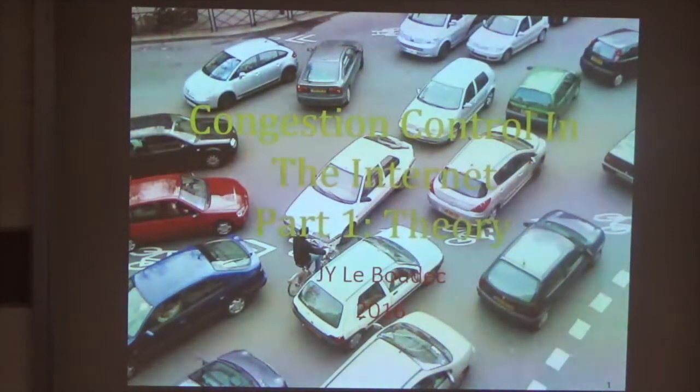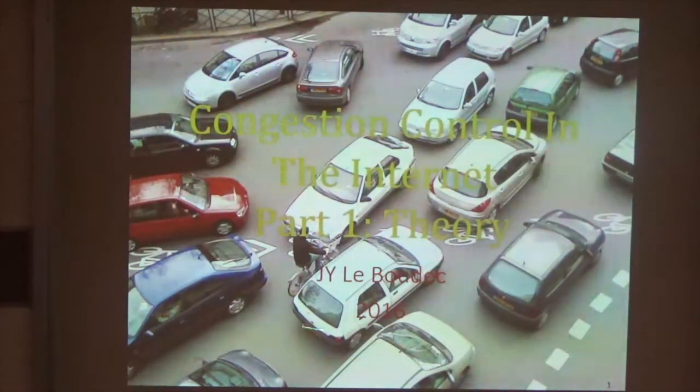Like for distance vector, we'll do it in two parts. First, we'll do a theory part that is a bit abstract and away from the practical details of how we do it in the lab. And then we'll see how congestion control is done in practice in the internet. So we start with the theory.